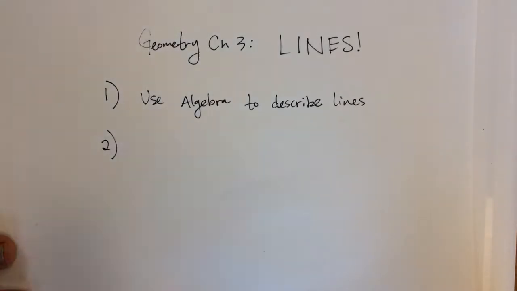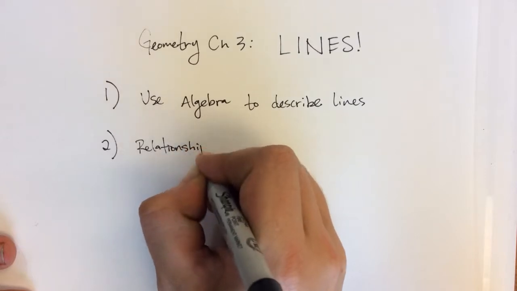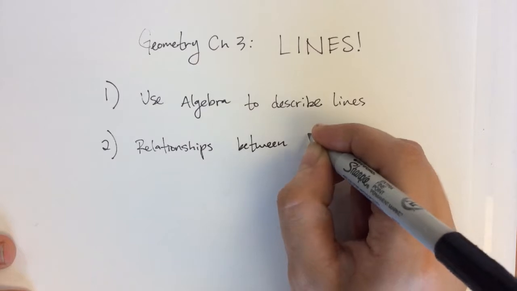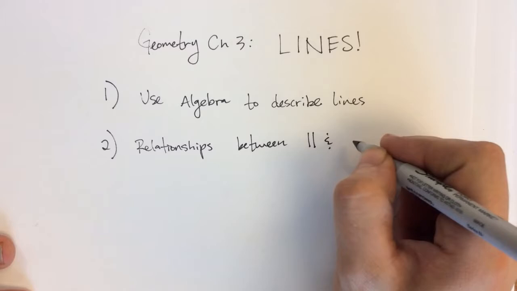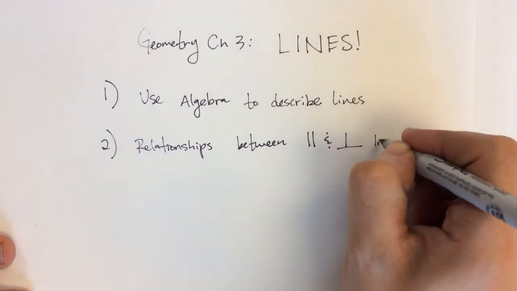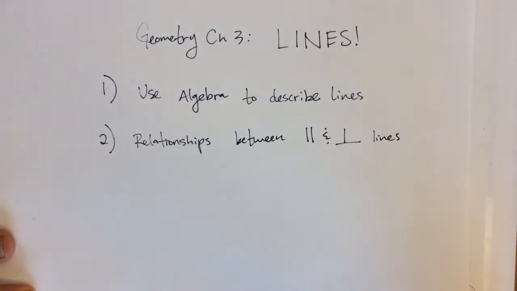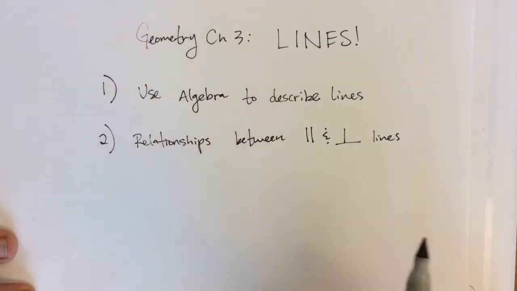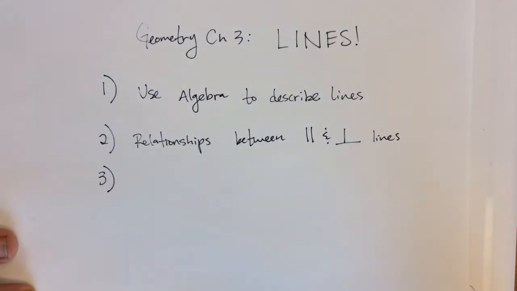The second thing we want to do is discuss relationships between parallel lines. I'm going to use this symbol to mean parallel throughout the videos and for the rest of the class, really, and also perpendicular lines. I'll remind you of what parallel and perpendicular mean, especially in the context of algebra and geometry, really.